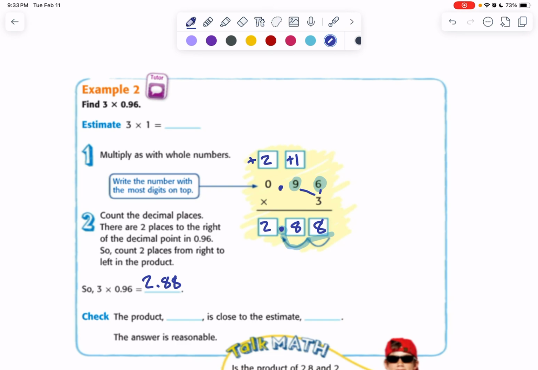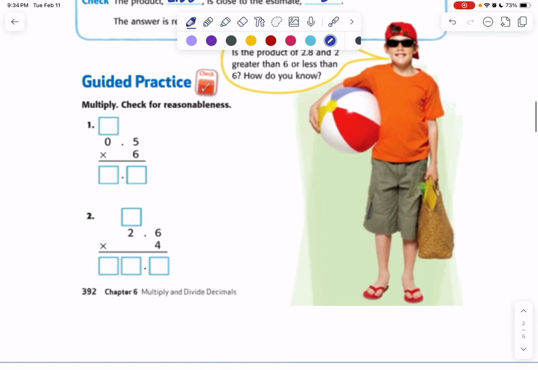So the product, 2 and 88 hundredths, could we round 96 hundredths to 1? Multiply that by 3. Oh, they did it up here, 3. Okay, so I would say the product 2 and 88 hundredths is indeed close to an estimate of 3, so this checks as reasonable. Okay, multiply, check for reasonableness.